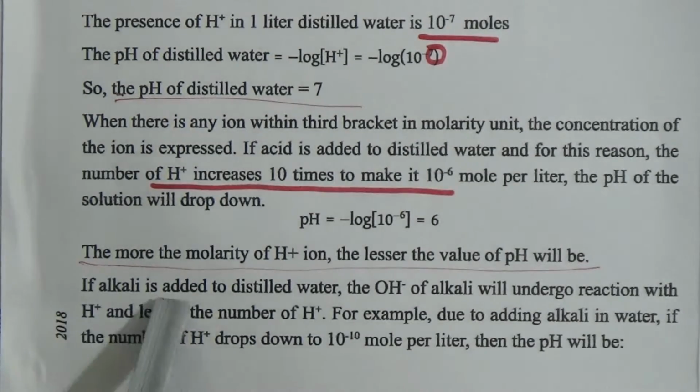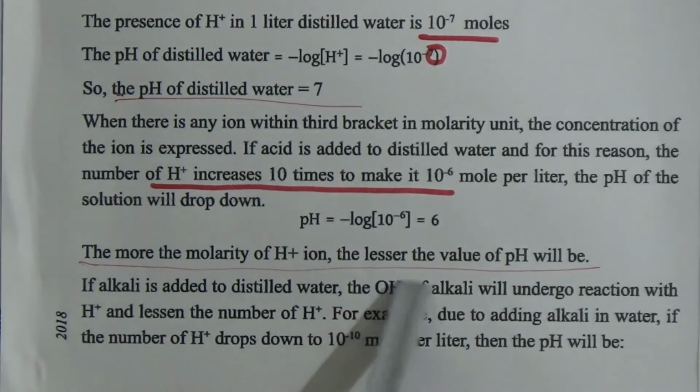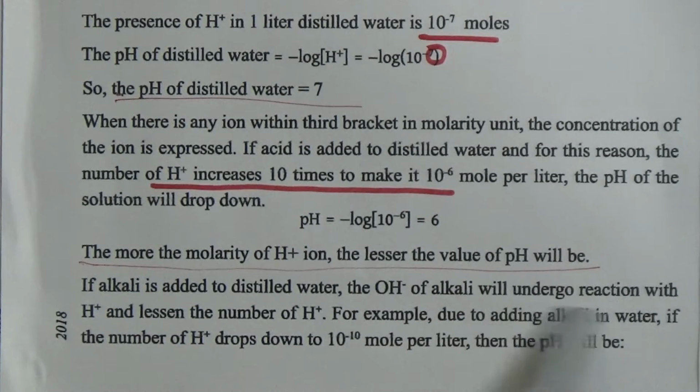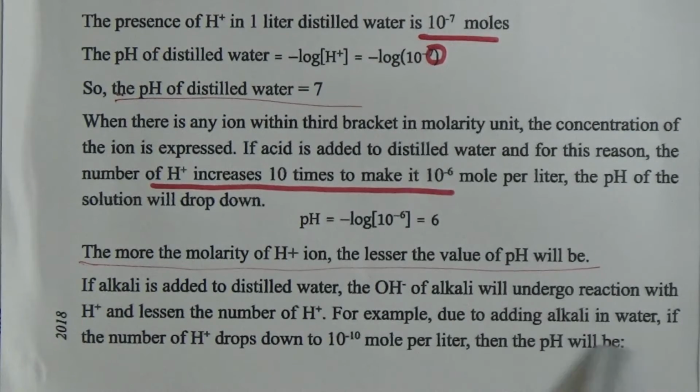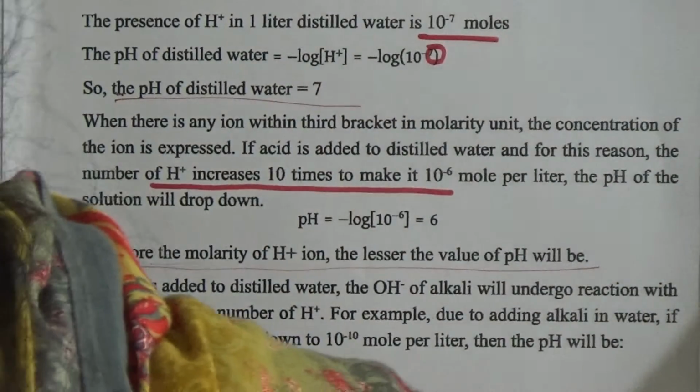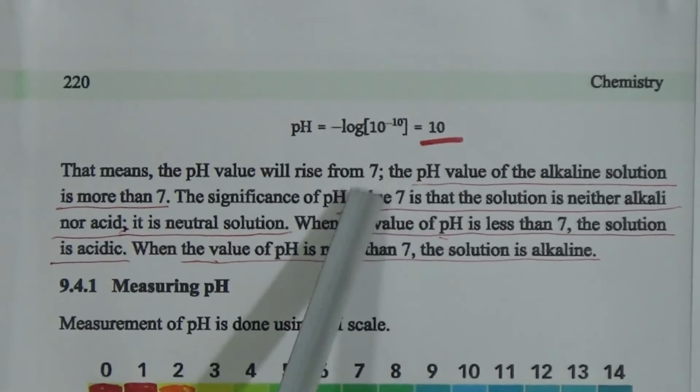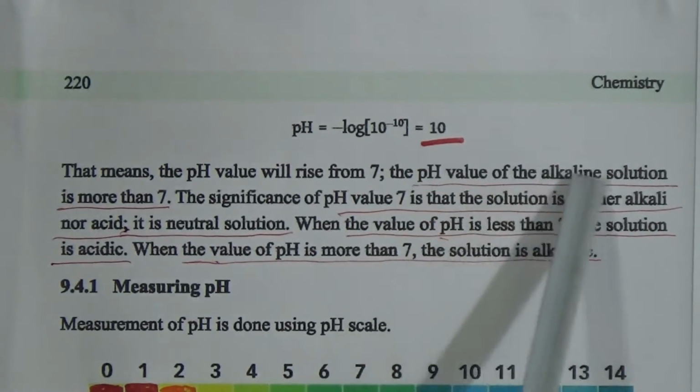Then if alkali is added to the distilled water, the hydroxyl ion of the alkali will undergo a reaction with hydrogen ion or proton and lessen the number of protons. For example, due to adding alkali in water, if the number of hydrogen ions or protons drops down to 10 to the power minus 10 mole per liter, then the pH value will be 10. That means the pH value will be raised from 7.